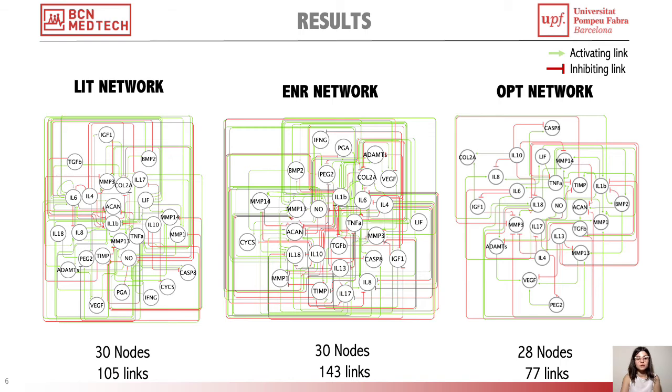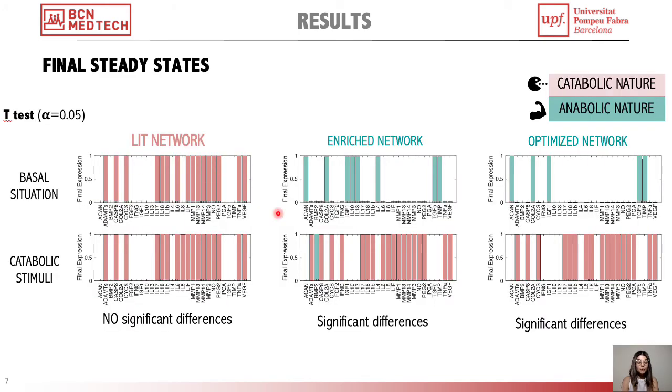So if we move to the results section, we can see here the three networks developed. I would like to show you 6 types of steady state, 2 for each type of network. If we take a look at the literature-based network, we can see that in a basal situation, or when no initial conditions are imposed, our network goes into a catabolic state. But then, when it is enriched, our network per se goes into a healthy state because it expresses anabolic nodes.